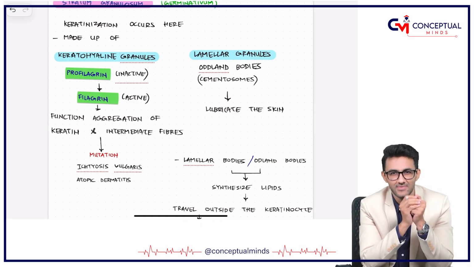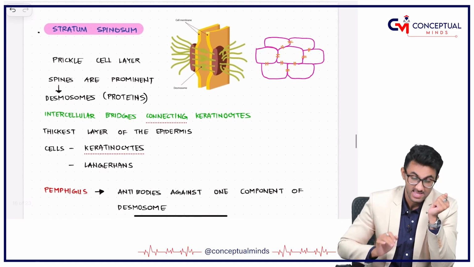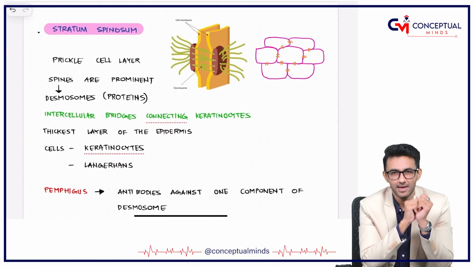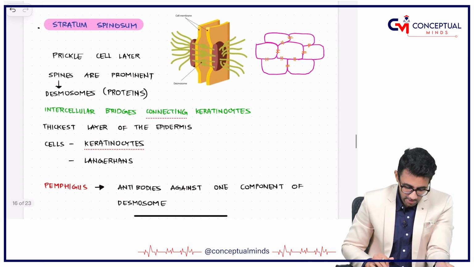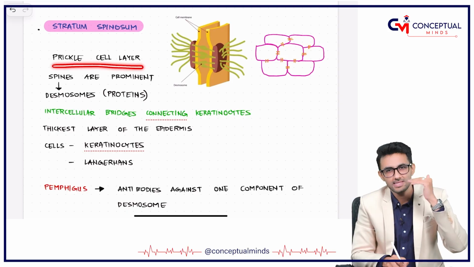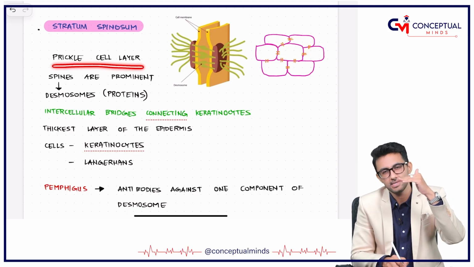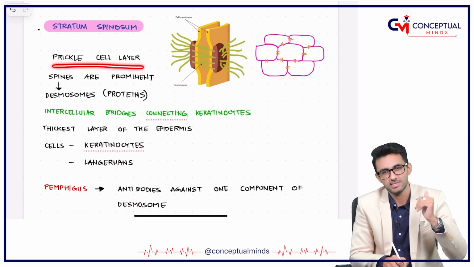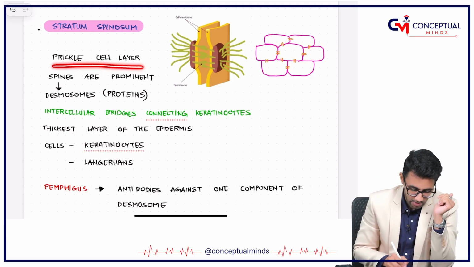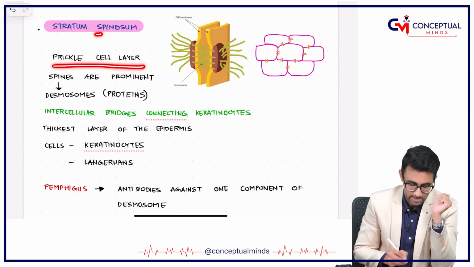So question, which is the next layer? Stratum spinosum, right? This is the next layer, a pretty interesting one, also called the prickle cell layer. I hope you are very well familiar with the mnemonic: big strong guys love coffee. Strong was for spinosum. Okay, all right.